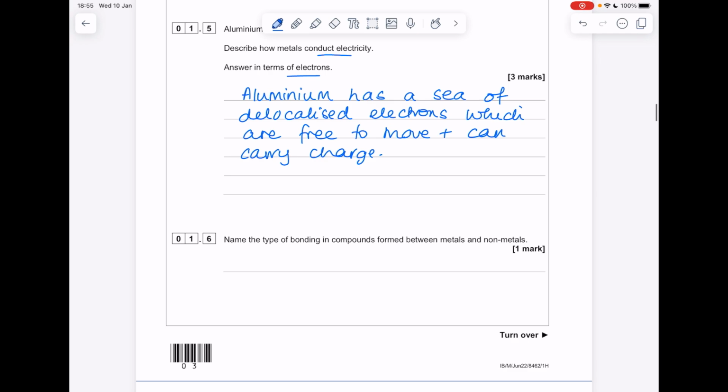Name the type of bonding in compounds formed between metals and non-metals. So remember, metals form a positive charge, non-metals form a negative charge. It is ionic bonding.